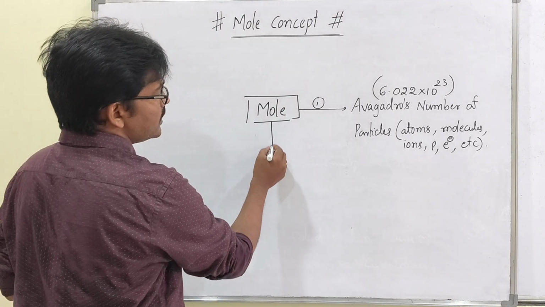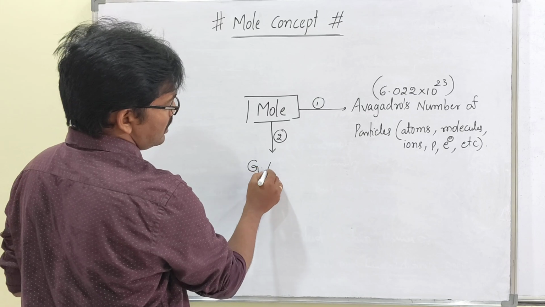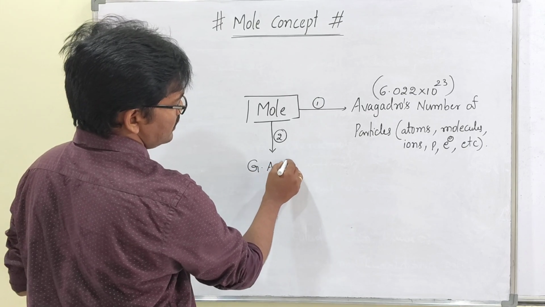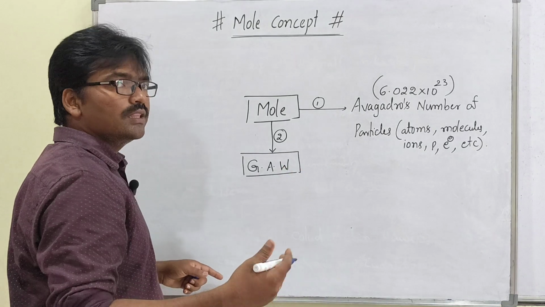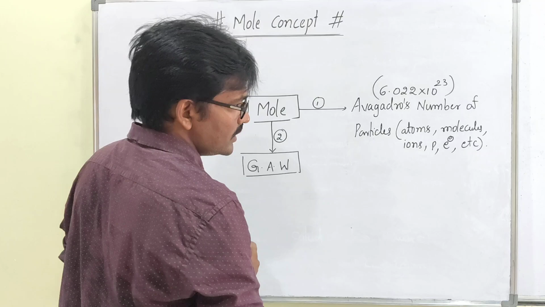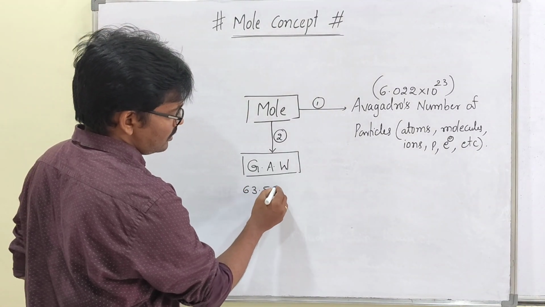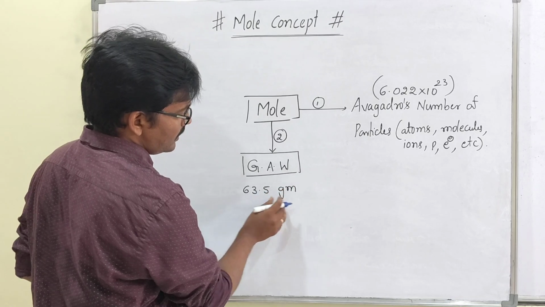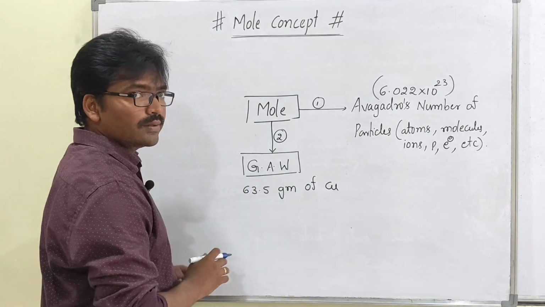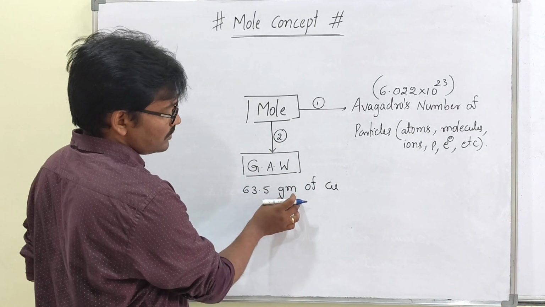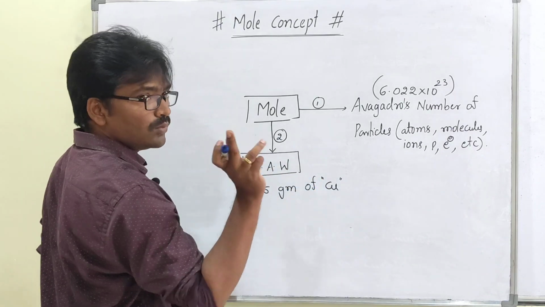Then there is one more definition for the mole, the second definition: gram atomic weight. What is the gram atomic weight? When the atomic weight is taken in grams, we call it the gram atomic weight. For example, 63.5 grams. Why are you taking 63.5 grams of copper? The atomic weight of copper is 63.5. When it is taken in grams, we call it the gram atomic weight. The gram atomic weight of copper is called 1 mole.